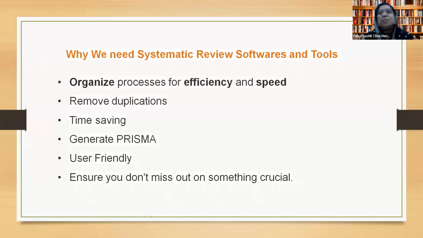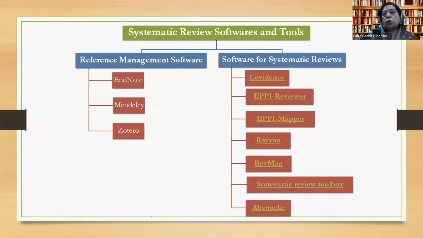It's shown on my screen because systematic literature review software and tools help us organize. With the help of these tools, we can work efficiently and speed up our work. They remove our duplications, which ultimately saves our time, automatically generate a PRISMA graph, are user-friendly, and ensure that you do not miss something, which is very crucial to report in your systematic literature review.